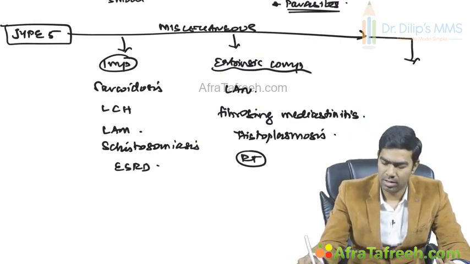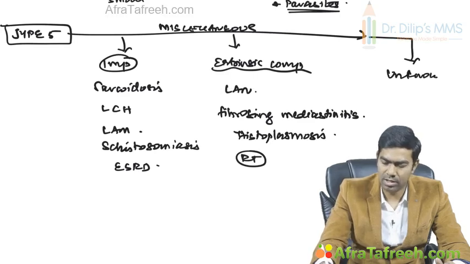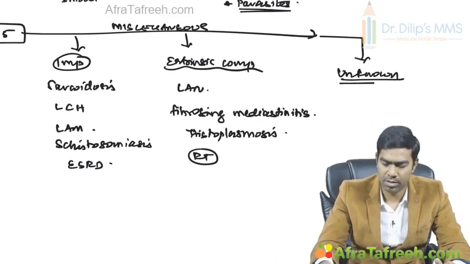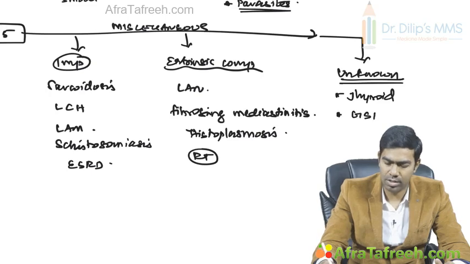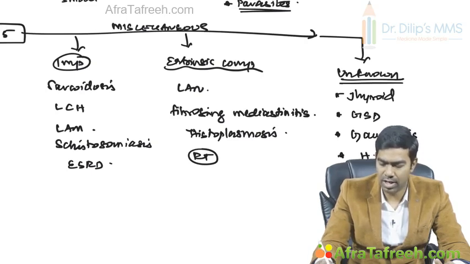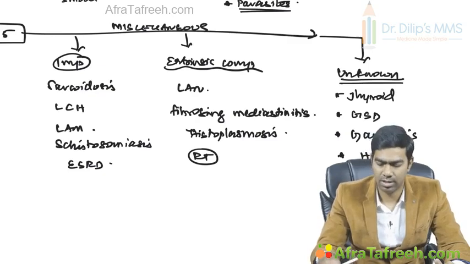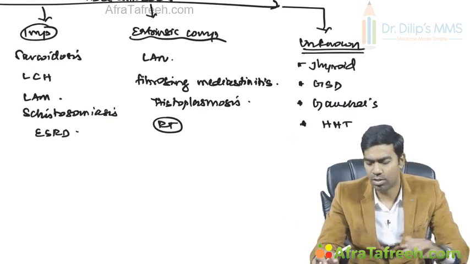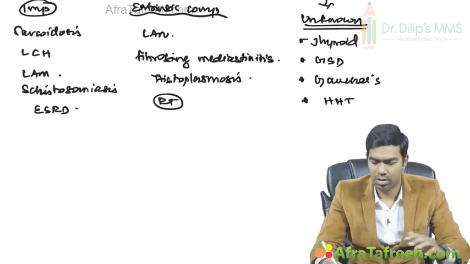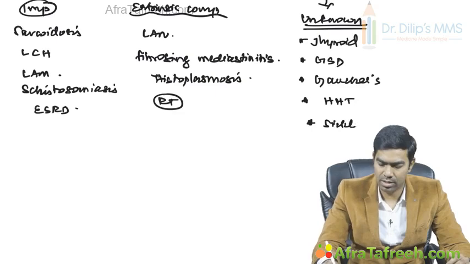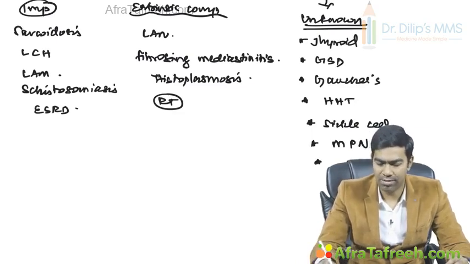Finally, there are some miscellaneous causes which produce pulmonary hypertension by unknown mechanisms, like thyroid disease, glycogen storage disease, Gaucher's disease. There is a disease called hereditary hemorrhagic telangiectasia, HHT. We have discussed in detail about this disorder also. Then sickle cell disease, chronic myeloproliferative neoplasms, or you can simply write myeloproliferative neoplasms. Then after splenectomy. So many conditions are there where mechanisms are clearly not understood.